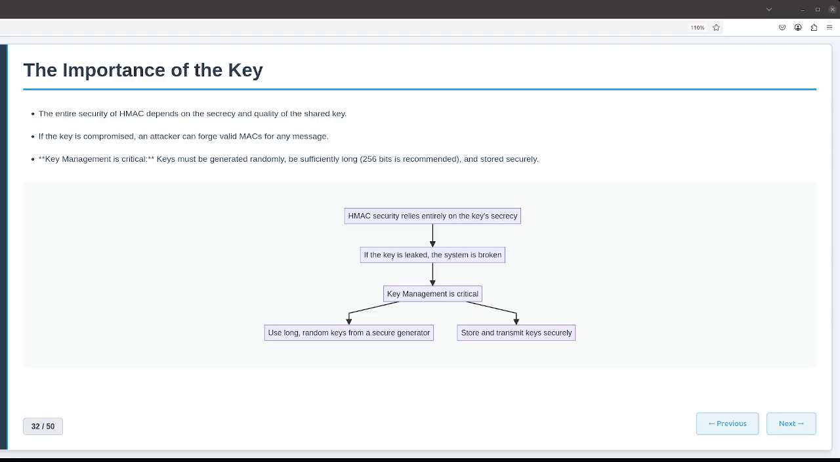Keys must be generated using a cryptographically secure random number generator. They must be long enough to be unguessable. 128 bits is a minimum, and 256 bits is standard. And most importantly, they must be stored and transmitted securely, never exposed to unauthorized parties.